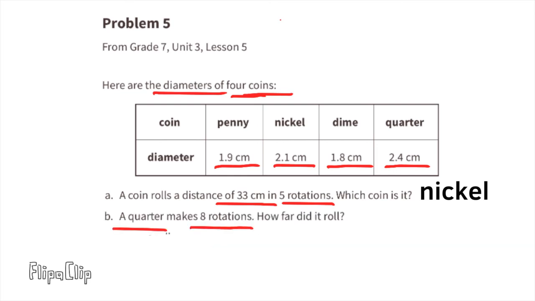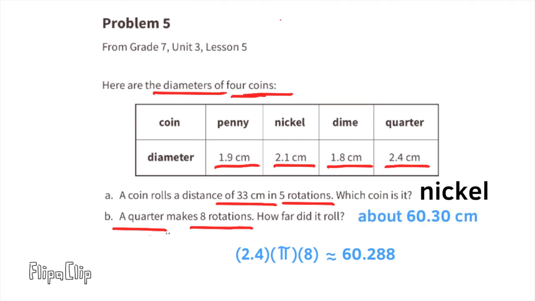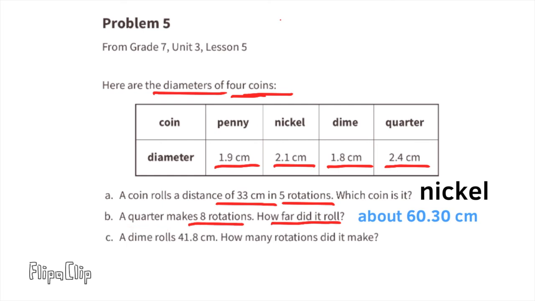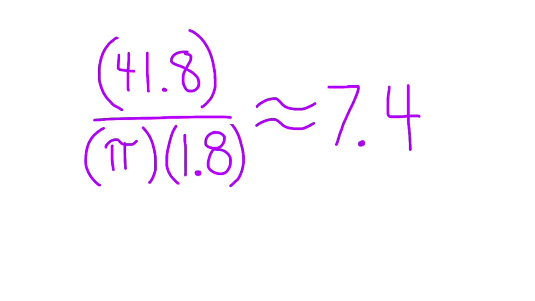B. A quarter makes 8 rotations. How far did it roll? A quarter has a diameter of 2.4 centimeters. 2.4 times pi times 8 rotations. It rolled 60.288 centimeters. C. A dime rolls 41.8 centimeters. How many rotations did it make? The distance the dime rolled divided by pi times the diameter of the dime. The dime made approximately 7.4 rotations.